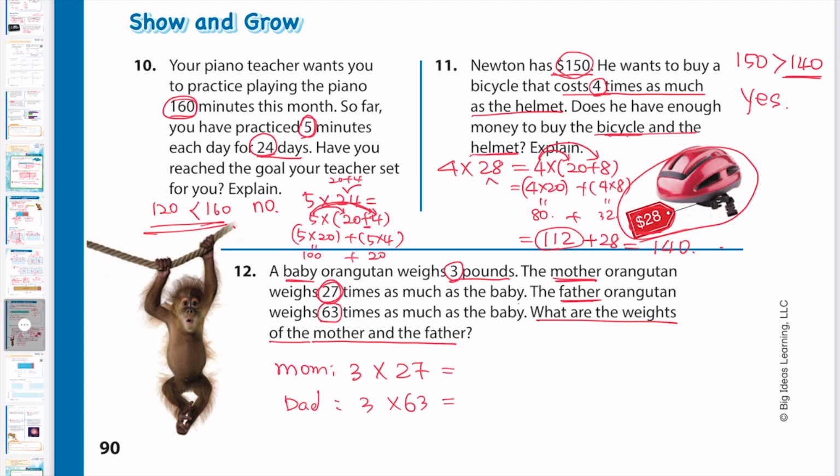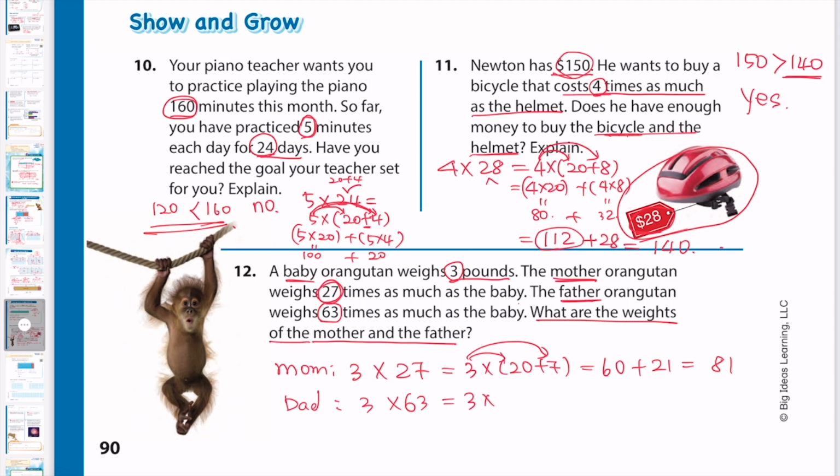All right, mom is what? 3 times 27, which is what? 3 times 20 plus 7. Now distributive property, which is what? 3 times 20 is equal to what? 60 plus 3 times 7. Yes, 21, which means what? 81 pounds, okay? What about father?